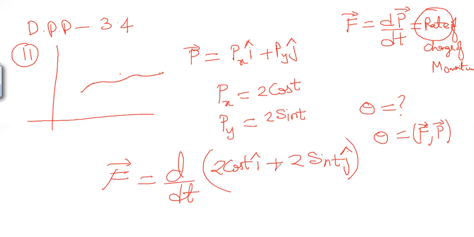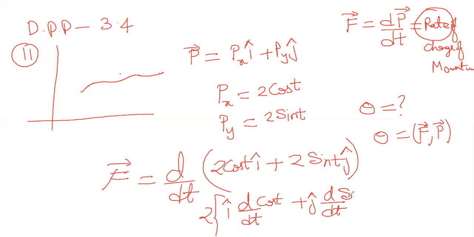Now we differentiate individually. I cap, leave it aside. The 2 is common, so we can take it outside the bracket. Let us write it neatly: 2 times, i cap d by dt of cos t plus j cap into d by dt of sin t.